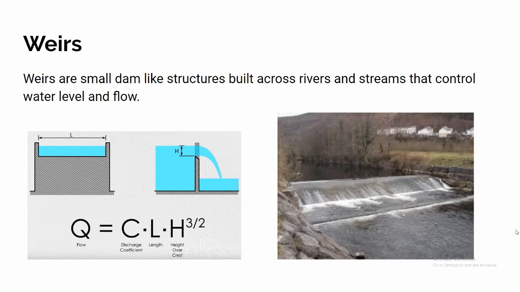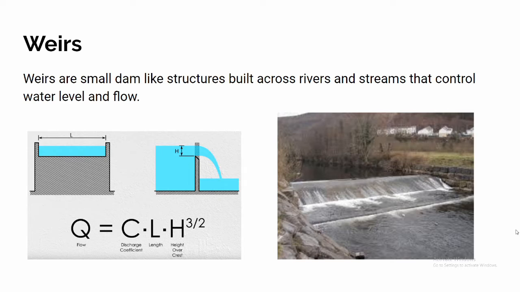Weirs are small dam-like structures built across rivers and streams that control water level and flow. The general equation for flow over a rectangular weir is Q flow is equal to the discharge coefficient times the length times the height of the crest over the weir raised to the 3/2. We calculated from our flow rate that the discharge coefficient for our weir was 0.699.